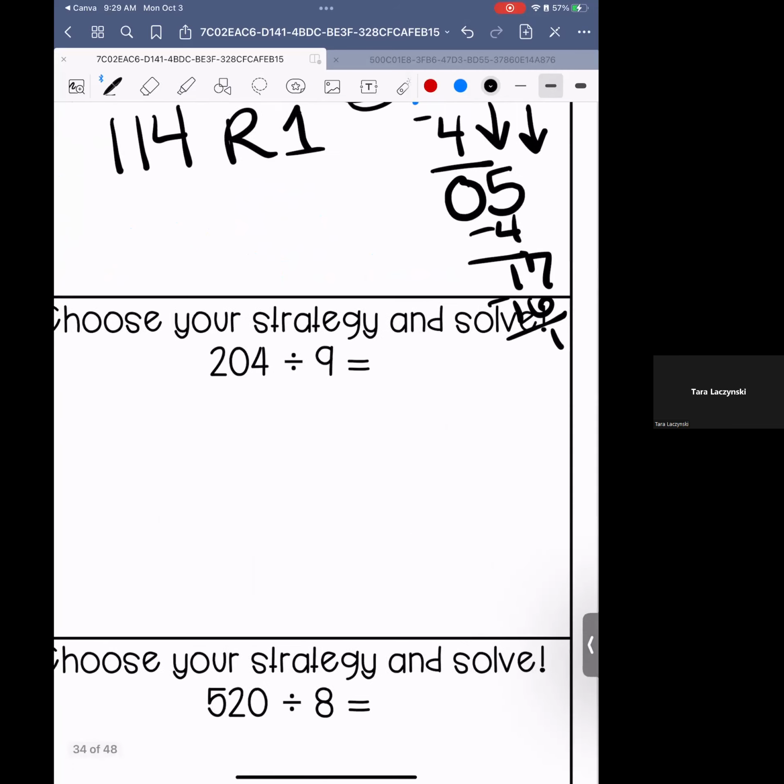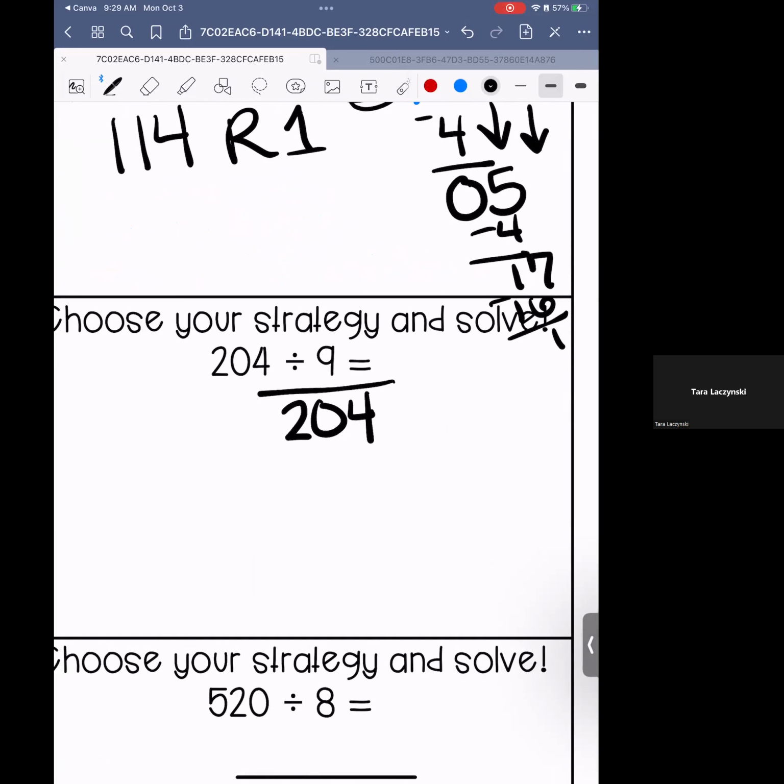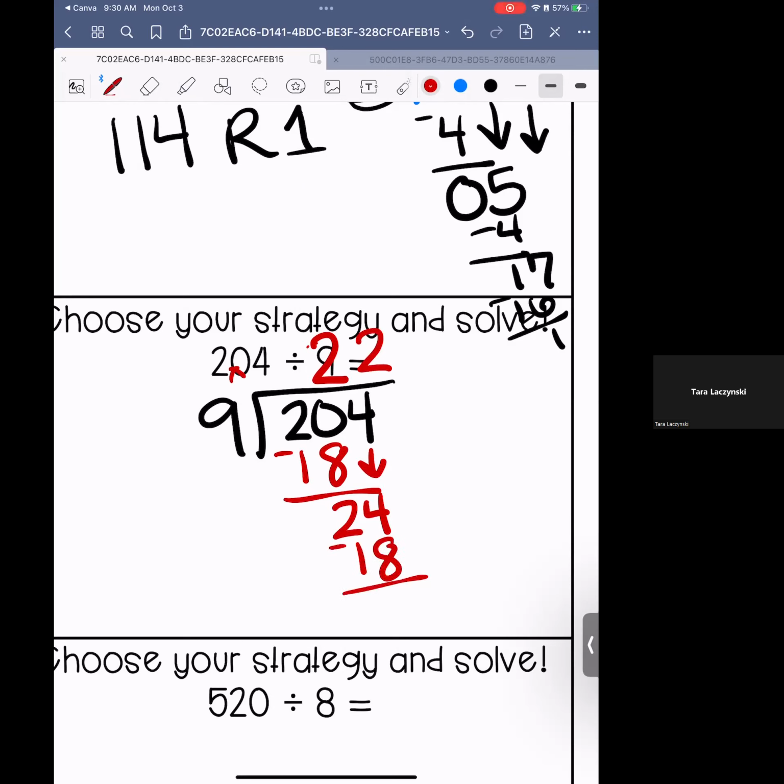204 divided by 9. 9 does not divide into 2, but it does divide into 20 2 times. 2 times 9 is 18. 20 take away 18 is 2. Bring down my 4. 9 goes into 24 2 times. 2 times 9 is 18. 24 take away 18 is 6. 6 is smaller than 9, which makes this a remainder. My answer is 22, remainder of 6.